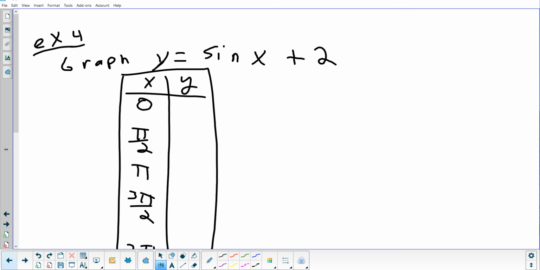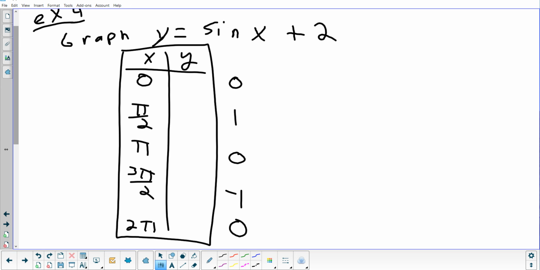Anyone else remember what are my y values for sine? Yep. 0, 1, 0, -1, 0. And what am I going to do, Connor, to all those y values? Add 2. So can you tell me what my new y values will be? 2, 3, 2, 1, and 2. Yep, 2, 3, 2, 1, 2. That's it. Questions on the 2?